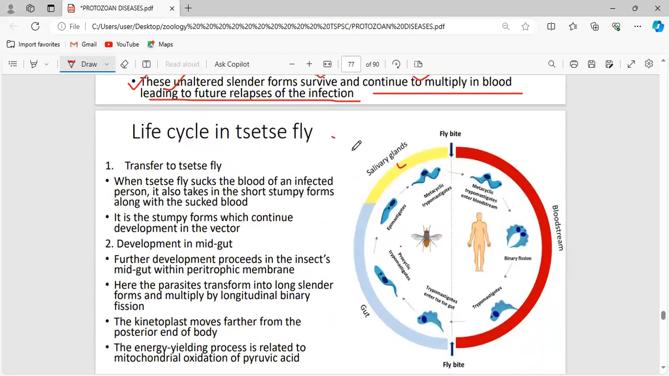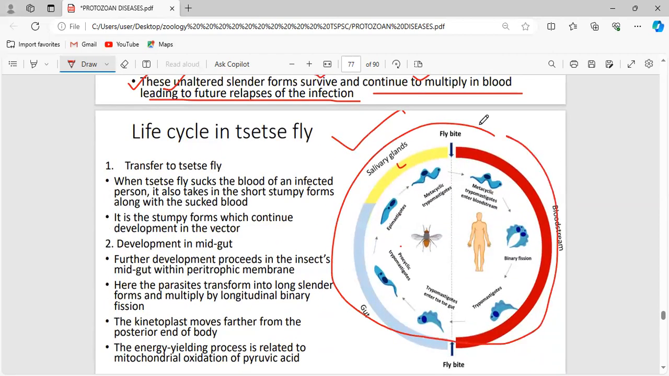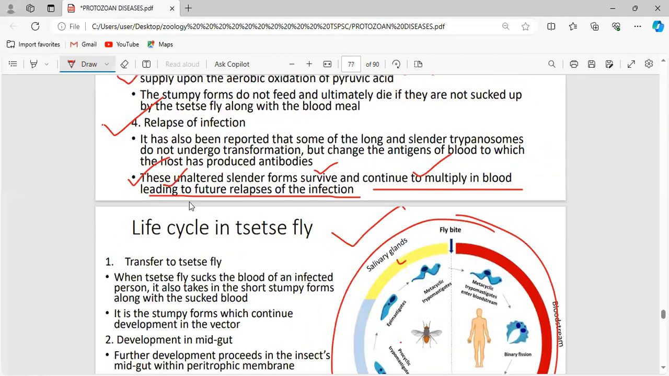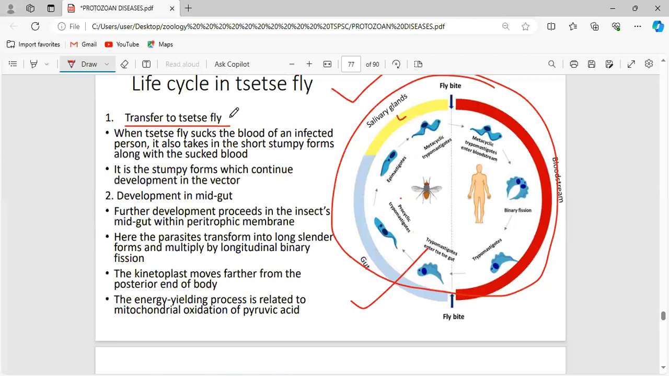Now, I have explained the life cycle. This picture is very important. If you know this thoroughly, you can easily know these things. Now, transfer to the tsetse fly. When the tsetse fly sucks the blood of the infected person, it also takes in the short stumpy form. See, from here, what is the form they are taking? Metacyclic form. But here, what are they taking? They are taking the trypanosomic forms. This is the thing you have to remember.